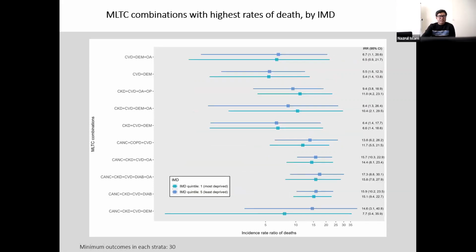In terms of IMD, it is very similar to what you have seen for hospitalization. There wasn't really a more independent association between the IMD and mortality after taking care of the differences in age, sex, and ethnicity.